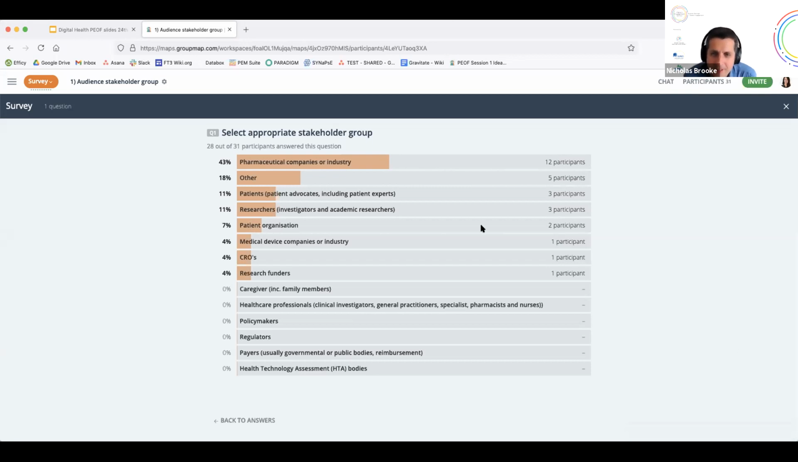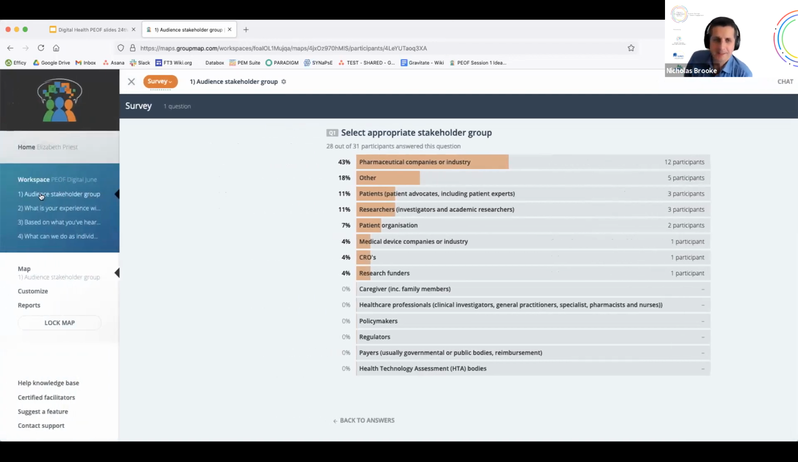Okay, so a majority are pharma companies, and then we have the other group, and we have patients and patient organizations that together make up 18%, and 11% researchers. So that's for the 30 people that have logged in to the group map. What about moving to the next question, please, Elizabeth?